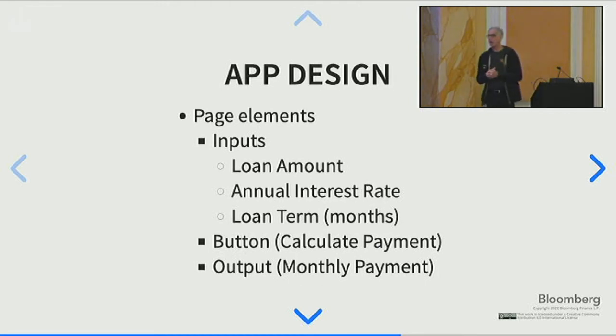So we had to design our app. The page elements, we had to have inputs. We need the loan amount, the annual interest rate, and the loan term, which we're going to take in months. And then we have a button that says, yes, we're ready to calculate, go ahead and do that. And then an output where we say what the monthly payment is.